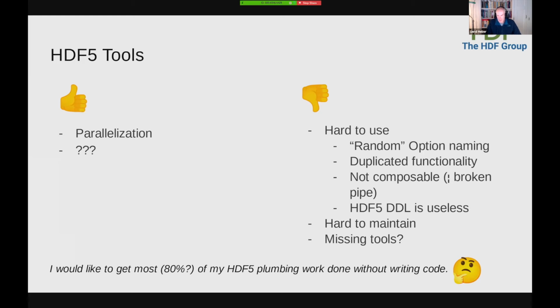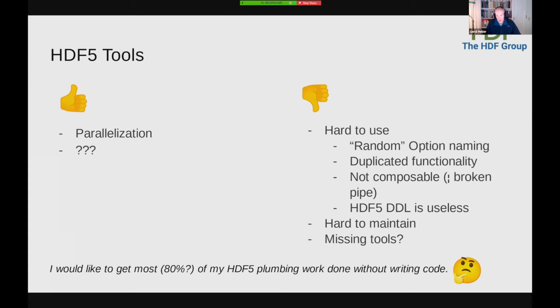The HDF5 data description language is useless because it's not programmable, and it's just a relic. And at some point we'll have to take a hard look at fixing that. I mean, supporting it as legacy, but then look for greener pastures.